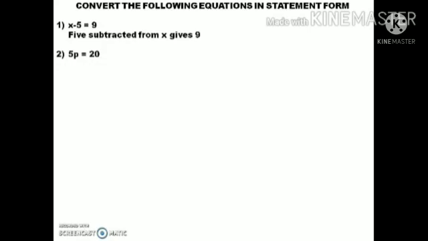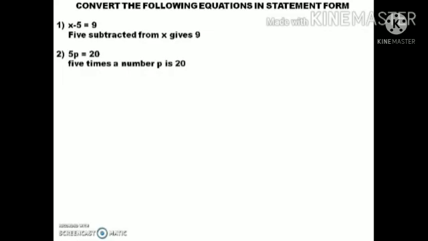Next question. 5p equal to 20. Can you see any operations there? 5p. That means 5 into p. That is, the operation done here is multiplication. 5 into p gives you 20. Or you can write it as 5 times a number p is 20.